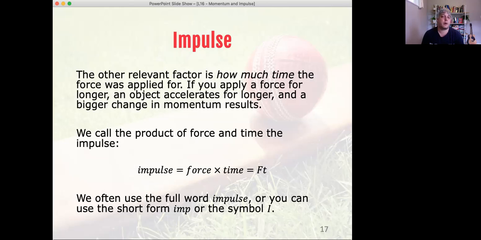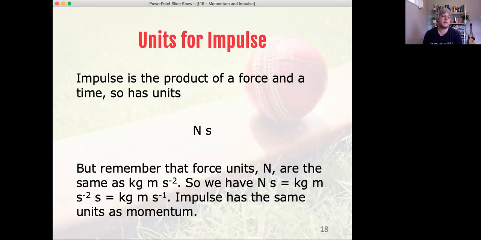We often just write the full word impulse, sometimes the shortened version imp, or sometimes just the symbol capital I, but there's no general strict rule here, unlike some other terms. And a lot of the time we won't even bother writing impulse, we'll just write Ft, force times time. But you do need to be aware of impulse even if we don't have an agreed upon symbol. The units for impulse are newton seconds, force times time. But remember that newtons are also the same as kilogram meters per second per second. So newton seconds means kilograms meters per second times seconds, which cancels out one of those seconds and we get kilogram meters per second.